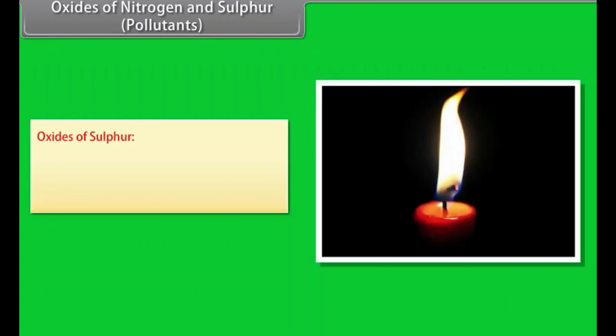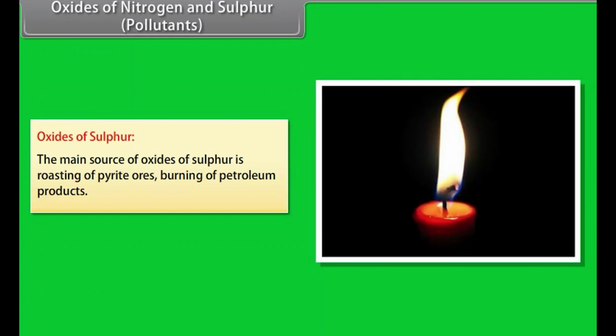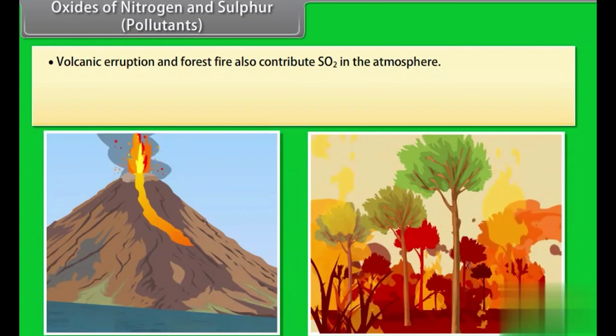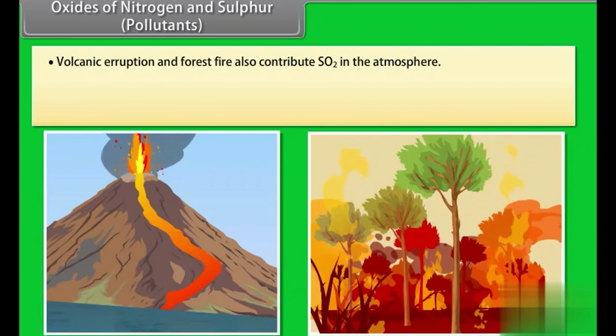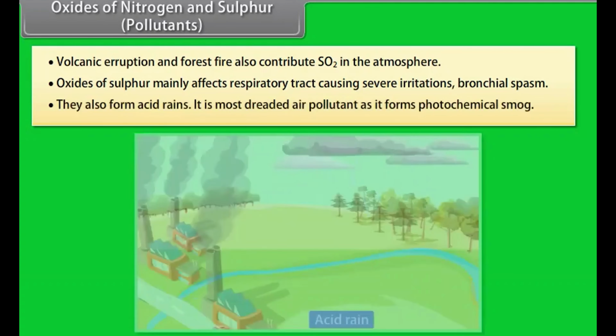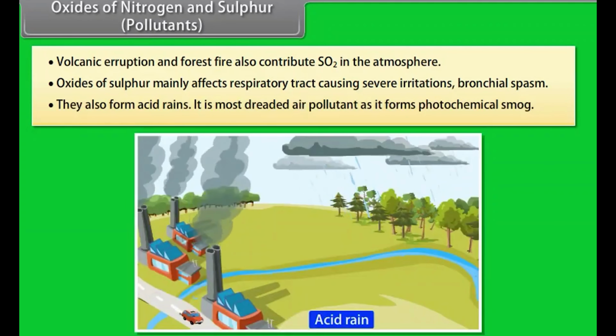Oxides of sulfur. The main source of oxides of sulfur is roasting of pyrite ores and burning of petroleum products. Volcanic eruption and forest fire also contribute SO2 in the atmosphere. Oxides of sulfur mainly affect the respiratory tract, causing severe irritation and bronchial spasm. They also form acid rains. It is the most dreaded air pollutant as it forms photochemical smog.